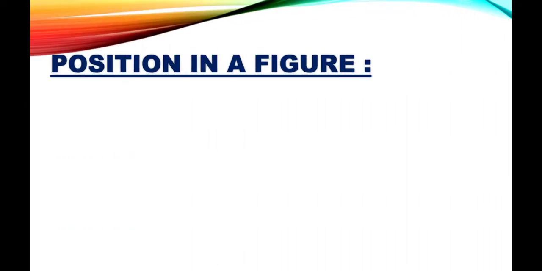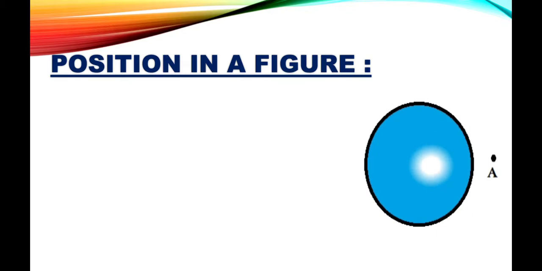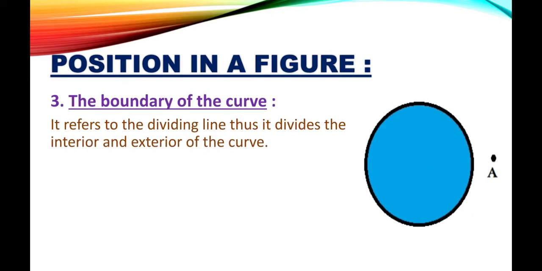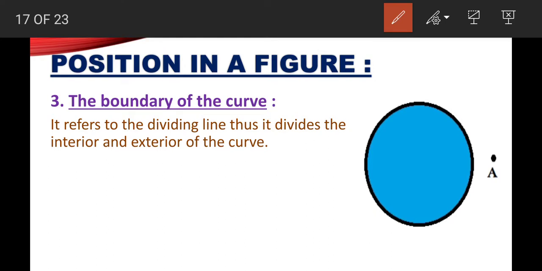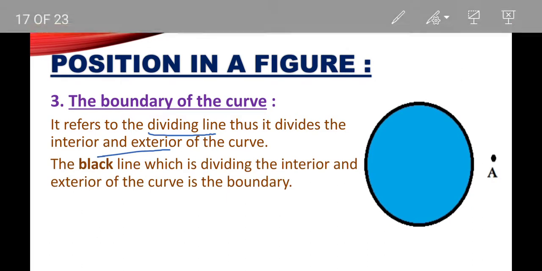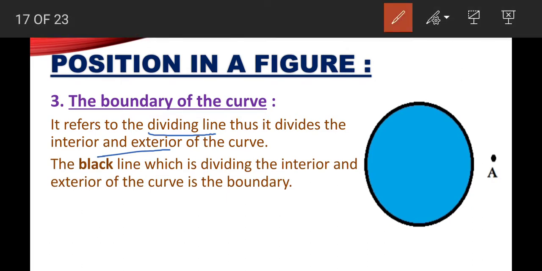Now come to position in a figure. Last one is boundary of the curve. It refers to the dividing line. The line that divides the interior and exterior of the curve is known as the boundary of the curve. The black line which is dividing the interior and exterior of the curve is known as the boundary. Look at this one. This black line represents the boundary of the curve.